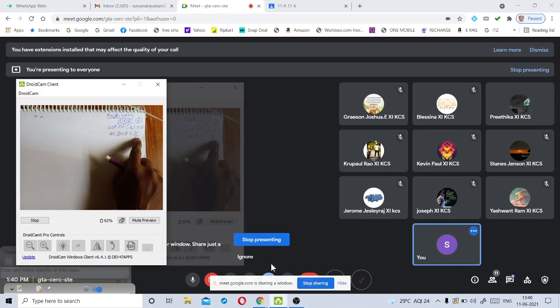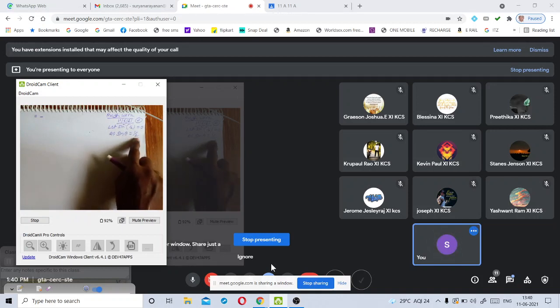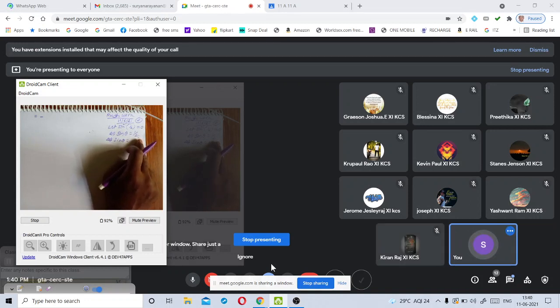Yes, sir. Let sine inverse of 1 by 2 is equal to theta. Immediately, we can write this equation: sine theta is equal to 1 by 2. This implies sine theta is equal to, from the sine table, which angle gives 1 by 2 in the sine table?